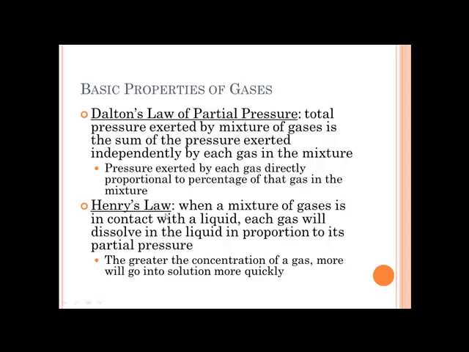Henry's law says when a mixture of gas is in contact with a liquid, each gas will dissolve in proportion to its partial pressure. This is important for our blood. Why? Because we want the partial pressure of oxygen to be high enough in the atmospheric air that we're breathing in, so it can flow into the blood. So if we have a higher concentration of oxygen, it's going to get into your blood easier.